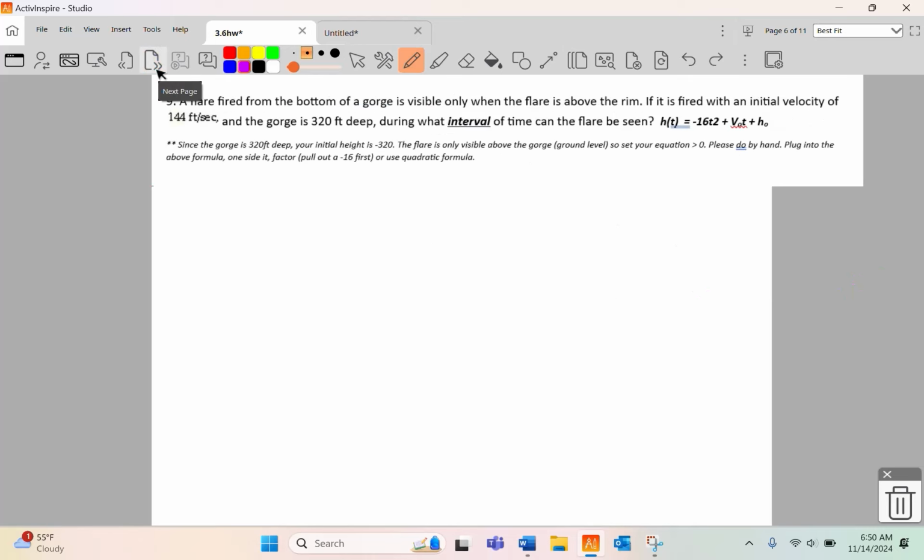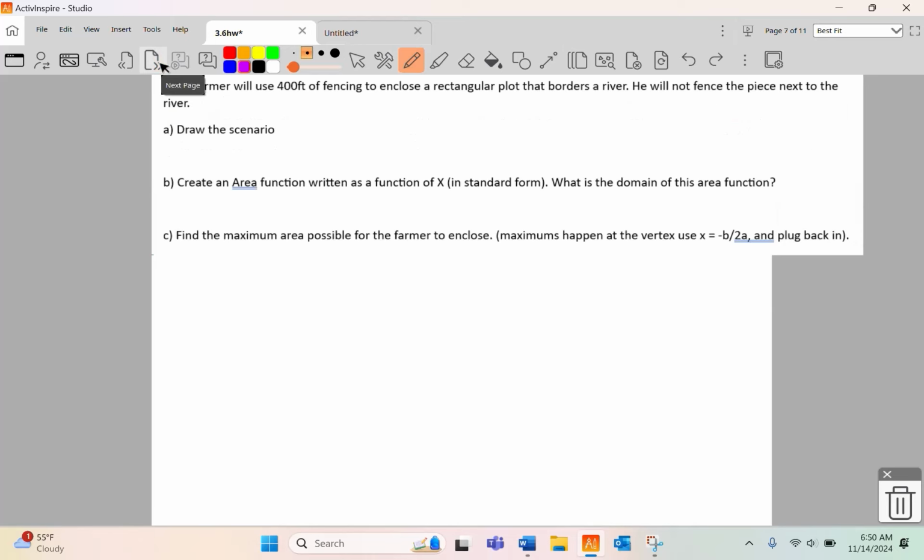Moving forward. I don't want to do that one. A farmer will use 400 feet of fencing to enclose a rectangular plot that borders a river. He will not fence the piece next to the river. Draw the scenario.